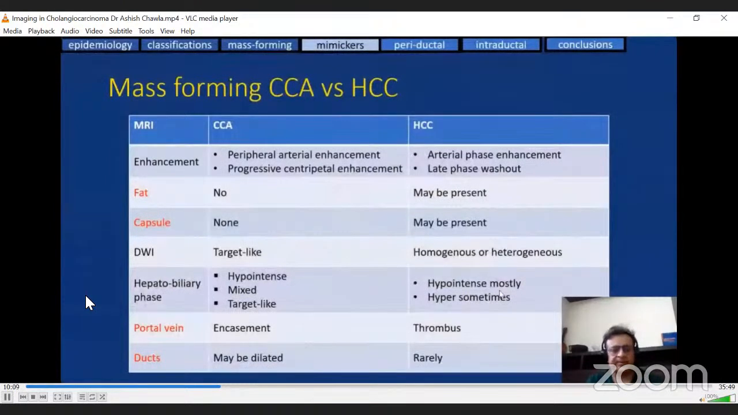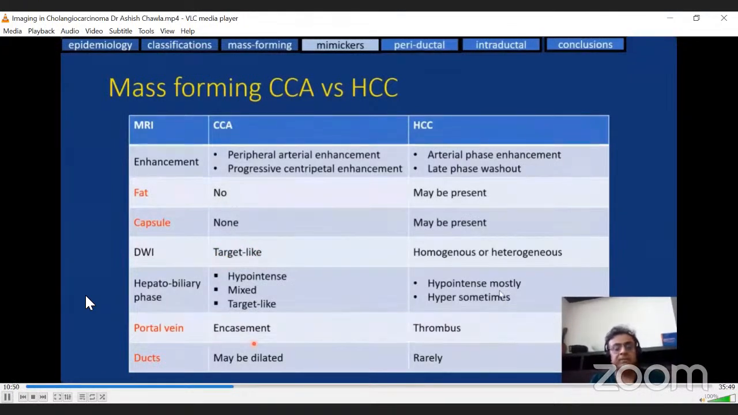The differential diagnosis, as I said, is a common query in clinical practice: how to differentiate a cholangiocarcinoma from hepatocellular carcinoma. This is a chart I got. In my experience, the presence of fat is quite useful. When fat is present, it's more likely hepatocellular carcinoma, because I have not really seen fat in cholangiocarcinomas, though in the literature they have described it. Then the capsule in the delayed phase is seen in hepatocellular carcinoma, and not in cholangiocarcinoma. On diffusion weighted images, as I mentioned, there can be a target-like appearance, which when present is quite useful.